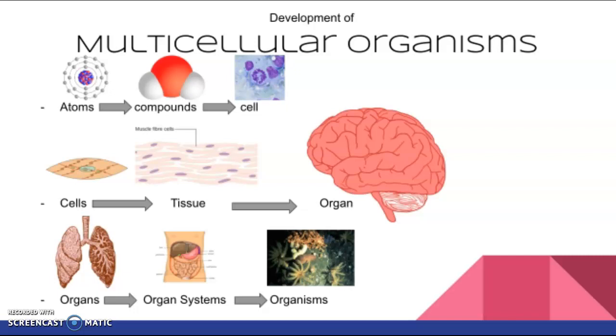So if we take atoms and we clump them together, we get compounds. From compounds, we get a cell. As we compile multiple cells together, we get tissues. Multiple tissues combined give you an organ. Multiple organs combine to give you an organ system. And a multicellular organism is going to have multiple organ systems that function to make the organism whole and carry out all the characteristics of life.